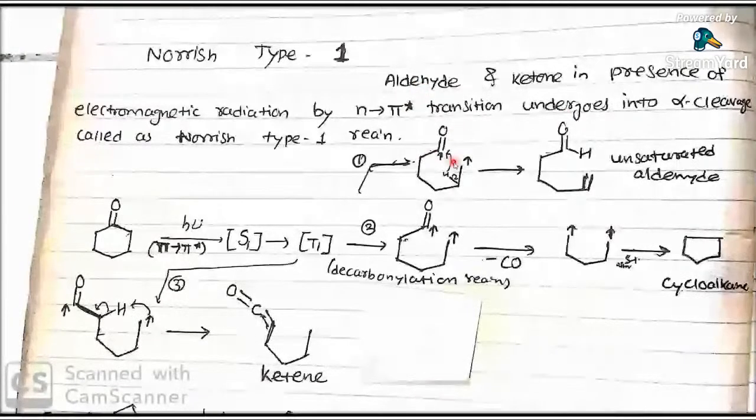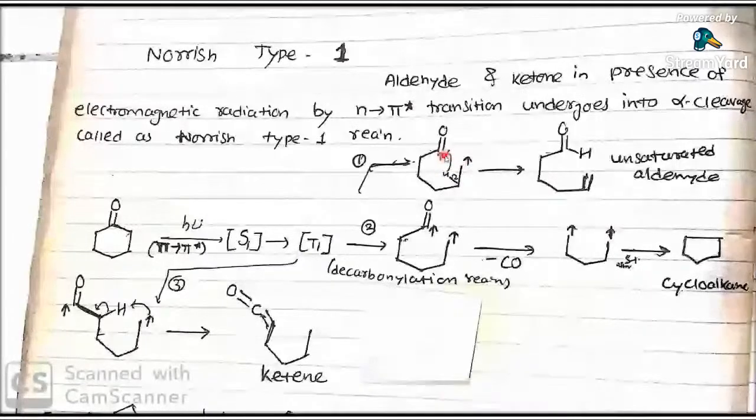Alpha cleavage means this bond, either this will be the alpha position, or this will be the alpha position. So this bond will undergo breaking. As a result, instead of the alpha bond, I have formed two radicals. The bond has broken in such a way that it has formed two radicals. So these are the two radicals I have written.